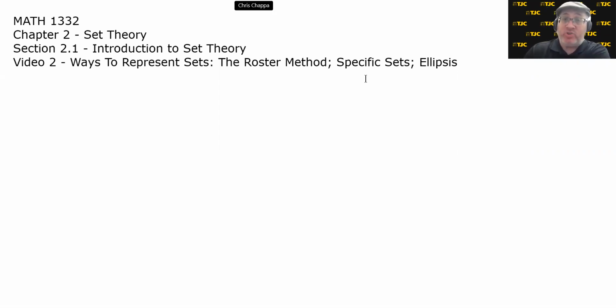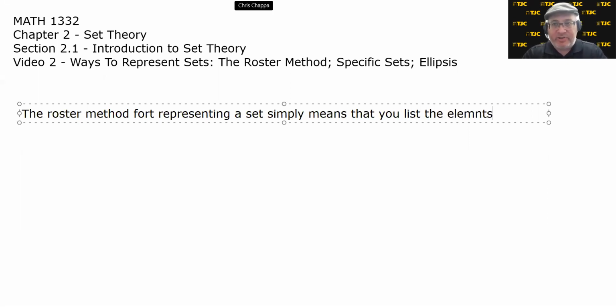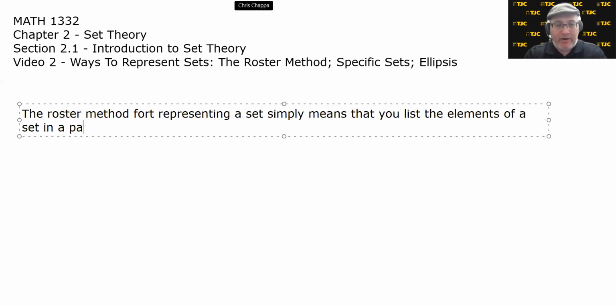The first of which, of course, is called the roster method. So what do I mean by the roster method? Well, the roster method for representing a set simply means that you list the elements of a set in a pair of braces. Braces look like this. And so you literally just write everything out.